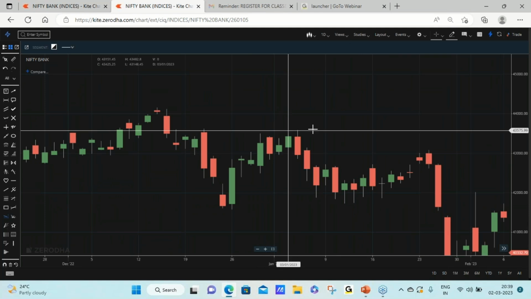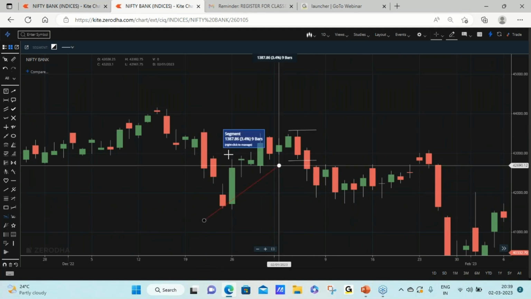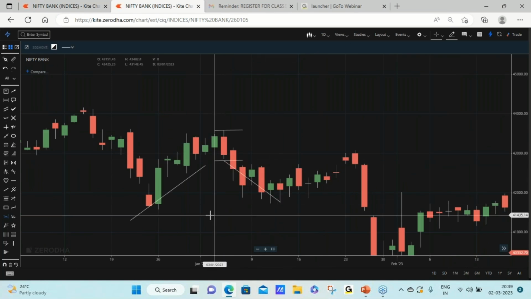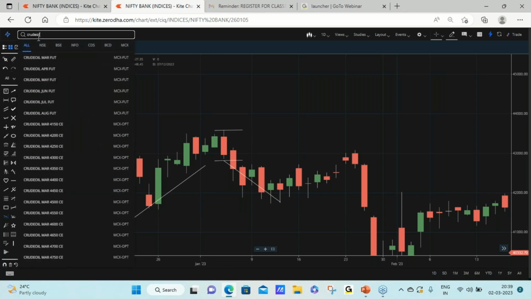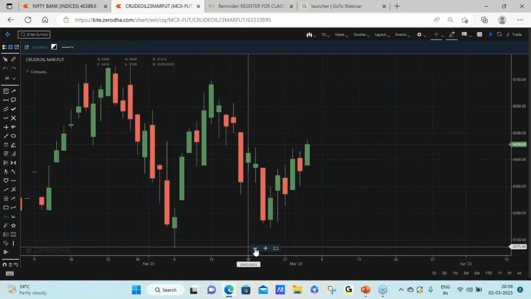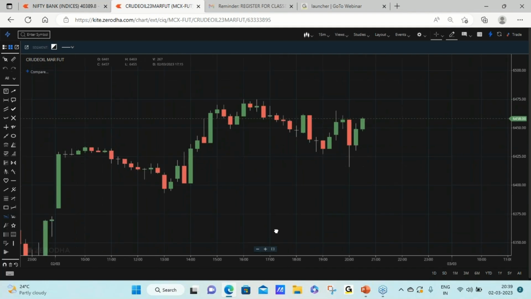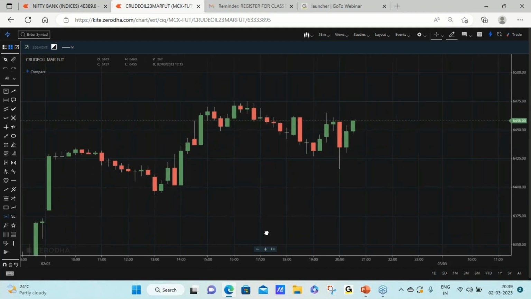Can I consider this as bearish engulfing, preceding downtrend, and the location is at the top? Once low is breached, you can go for a sell trade. So let's check in crude oil if there is any opportunity. So 15 minutes, let's take 15 minutes.